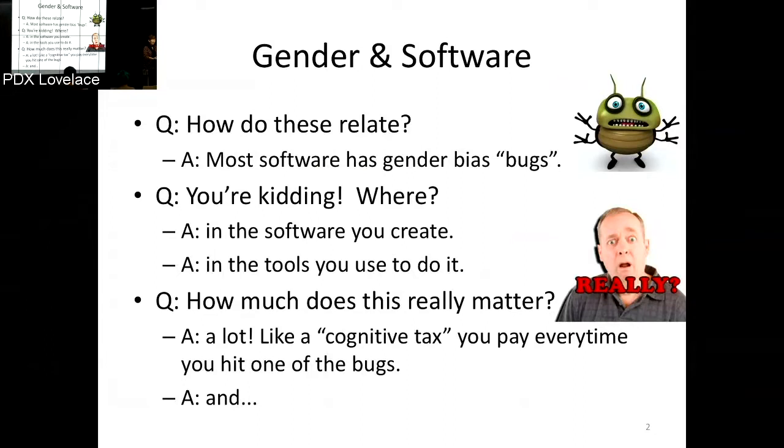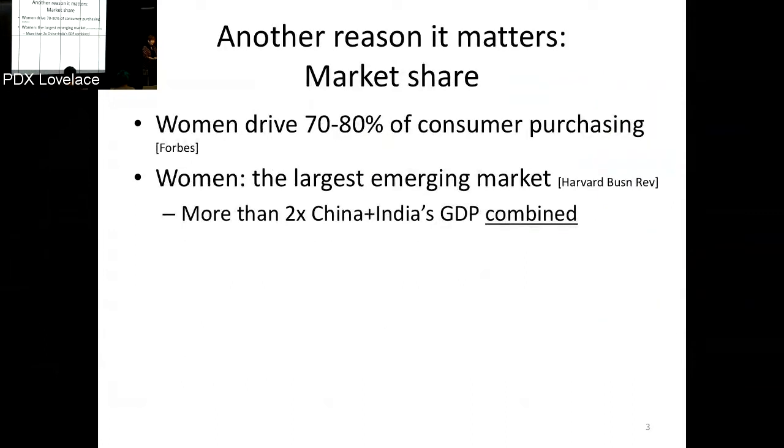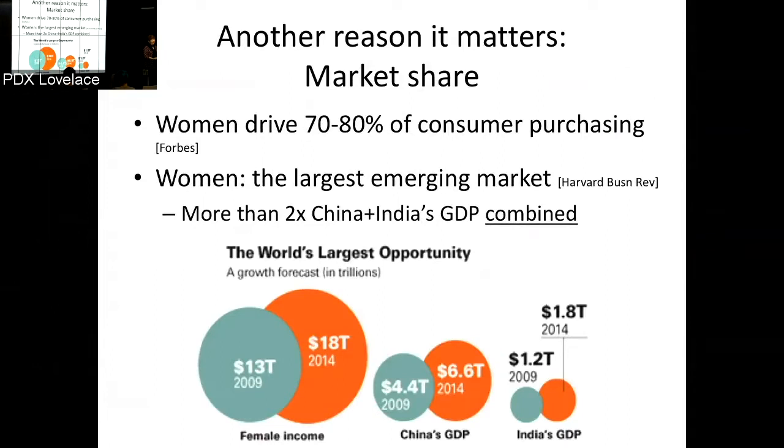And there's another reason to care. Market share. Women drive 70 to 80% of consumer purchasing, according to a recent article in Forbes magazine. Women are dubbed the largest emerging market, according to the Harvard Business Review, more than double another emerging market that we sometimes talk about, China and India, more than double China's and India's GDP combined.